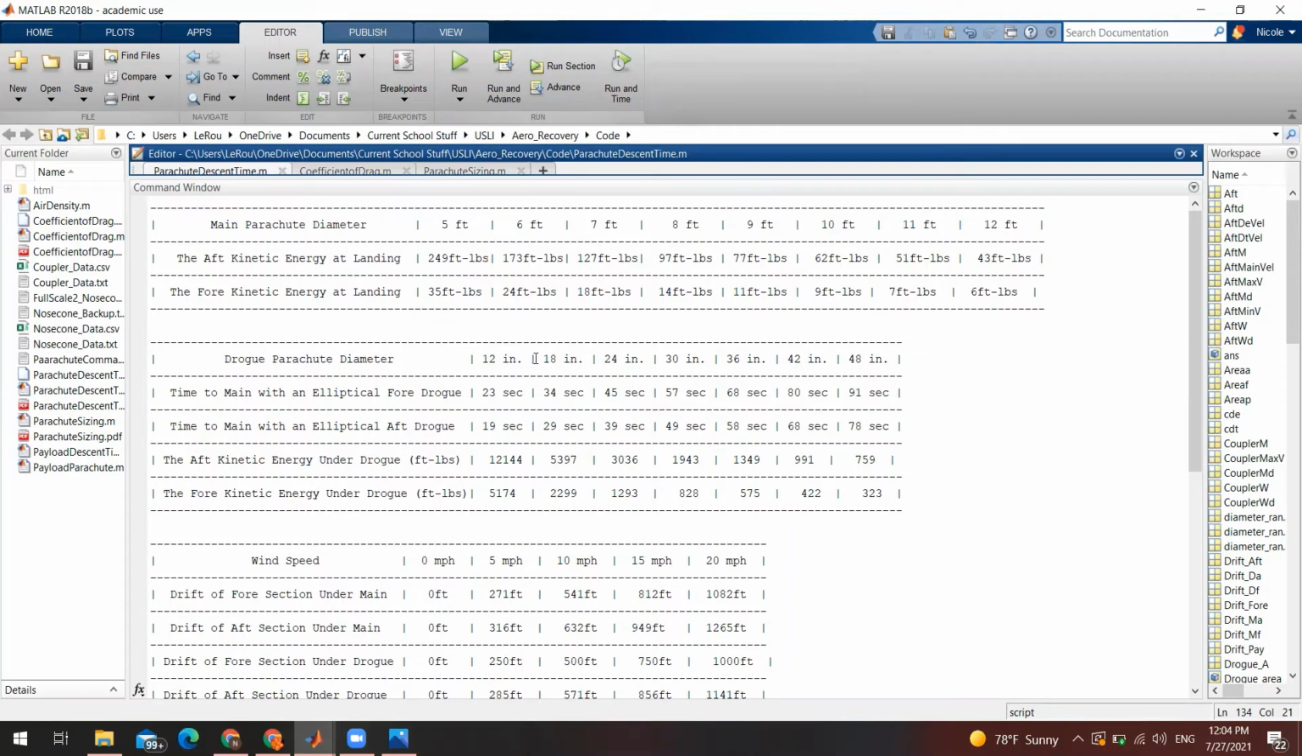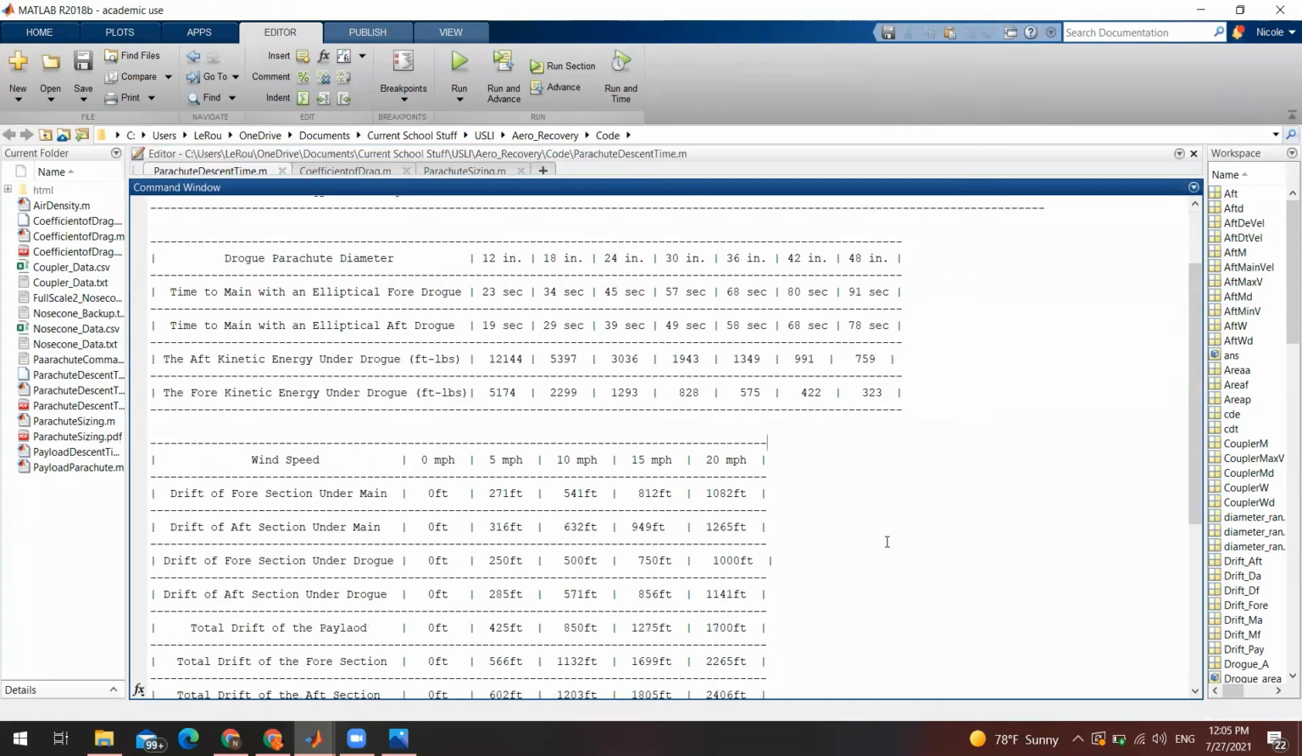And then the drogue parachute diameter, it's all about timing, right? So time to main with an elliptical fore drogue. I need it smaller rather than larger because it's a 90-second requirement. And then time to main deployment with an elliptical aft drogue. There are the times there, right?